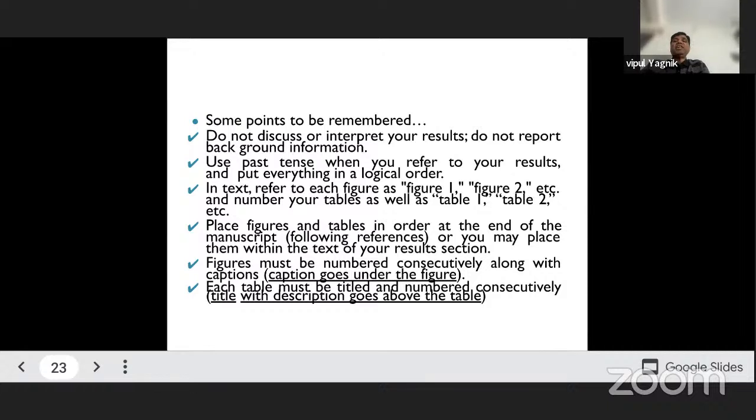Figures must be numbered consecutively with a caption. The caption goes under the figure. You should not write over the figure. Each table must be titled and numbered consecutively. In a table it is the reverse: you have to write the caption above the table. In a figure, you have to write the caption below the figure. So these are the journal points on how to write a figure and table.